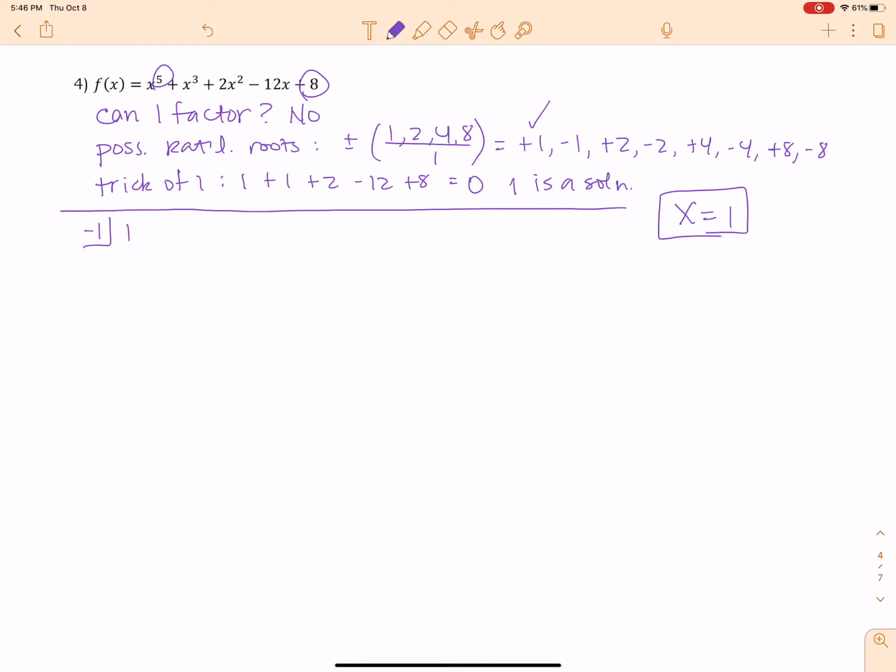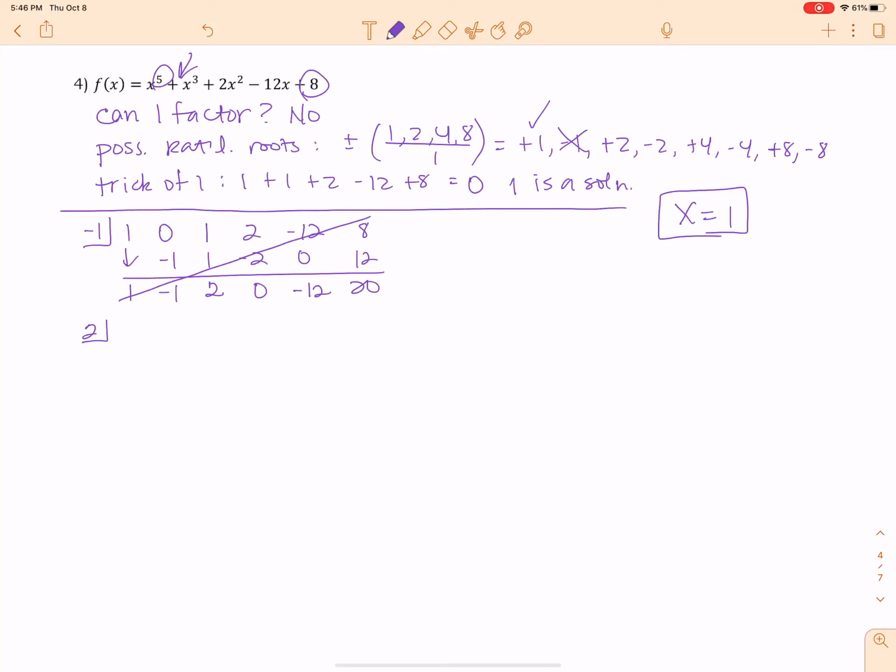I've got 1x to the 5th. Notice you have a term that is skipped here in this polynomial, so I have to put a 0 in for the x to the 4th term. So don't forget that. That is critical. Bringing down the 1, negative 1, positive 1, 2, negative 2, 0, 0, negative 12. Okay, that's not going to work. Okay, so negative 1 is not a solution.